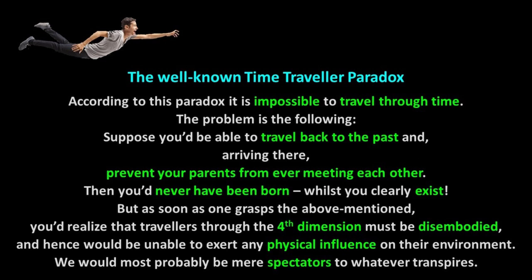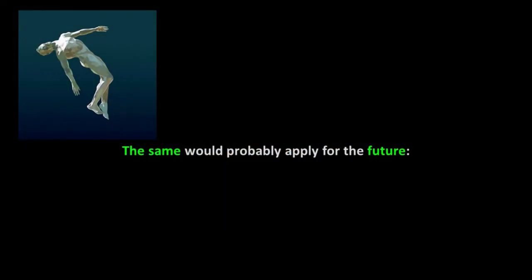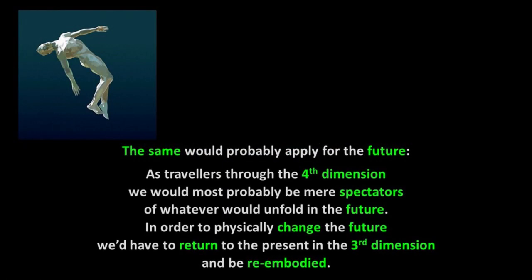As soon as one grasps the above mentioned, you realize that travelers through the fourth dimension must be disembodied and hence would be unable to exert any physical influence on their environment. We would most probably be mere spectators to whatever transpires. Does that make sense? The same would probably apply for the future. As travelers through the fourth dimension, we would most probably be mere spectators of whatever would unfold in the future. In order to physically change the future, we'd have to return to the present in the third dimension and be re-embodied. Look at me.